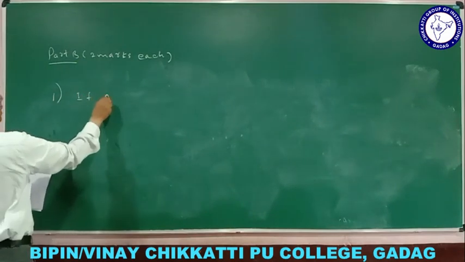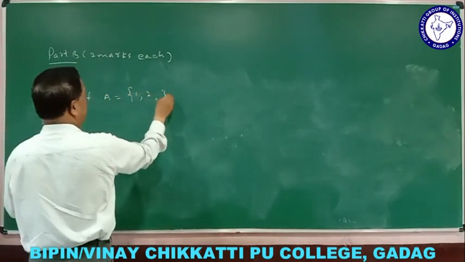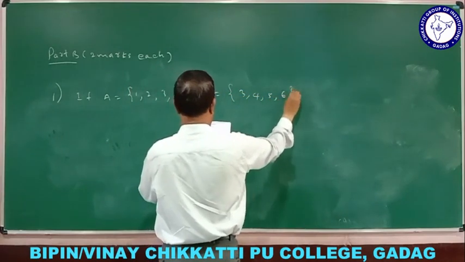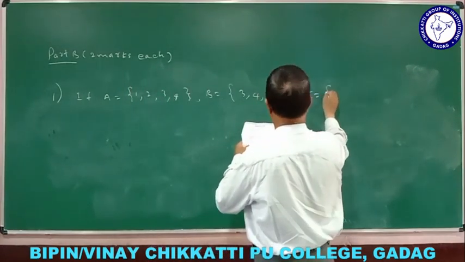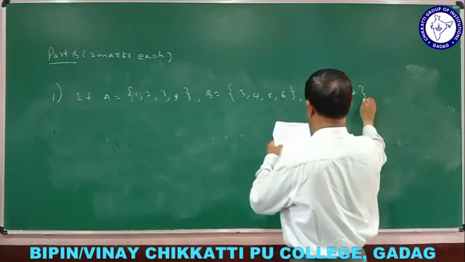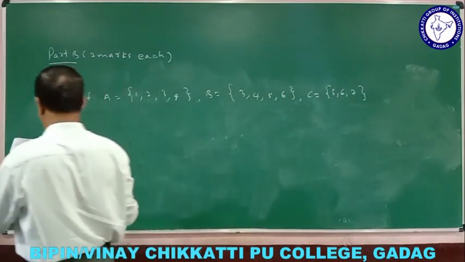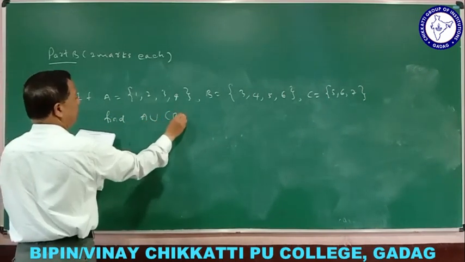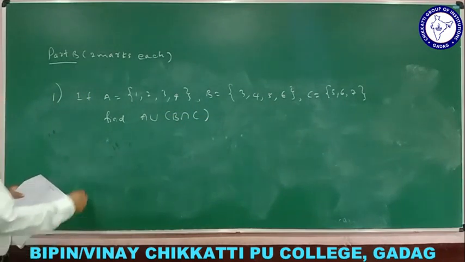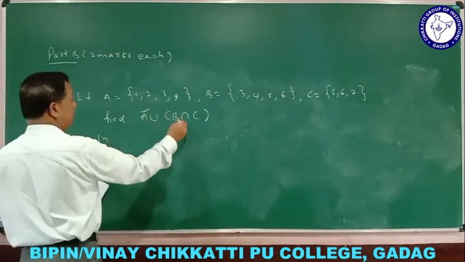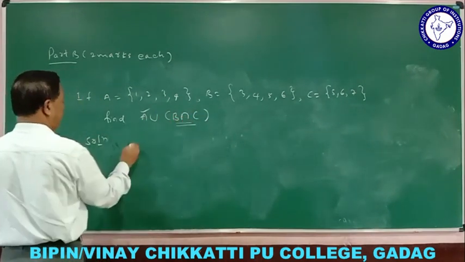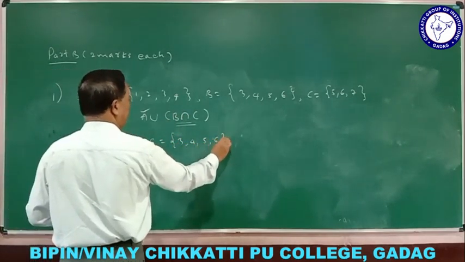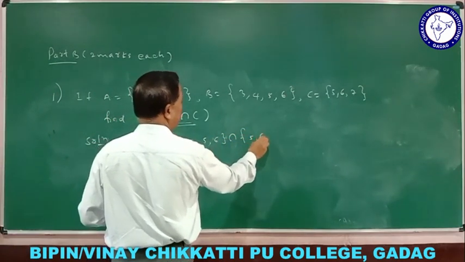Look at this: if A is equal to 1, 2, 3, 4, B is equal to 3, 4, 5, 6, and C is equal to 5, 6, 7. The question is, for 2 marks, find A union (B intersection C). See how to write this. First, A is already there, and B intersection C you have to calculate. What is B? 3, 4, 5, 6, and intersection C, where C means 5, 6, 7.